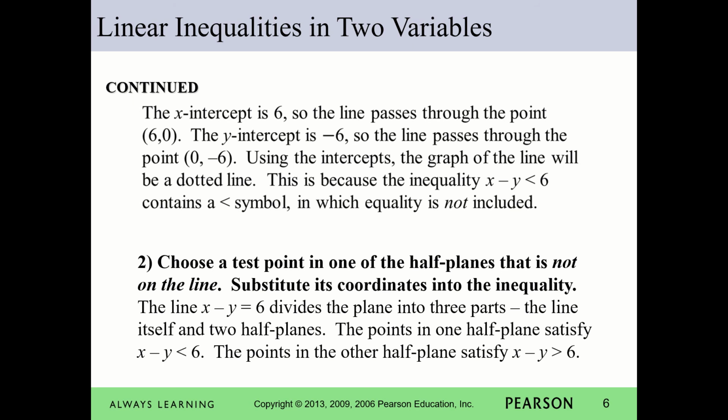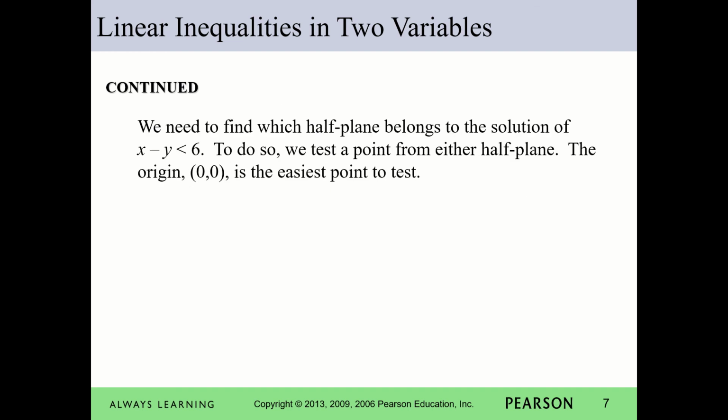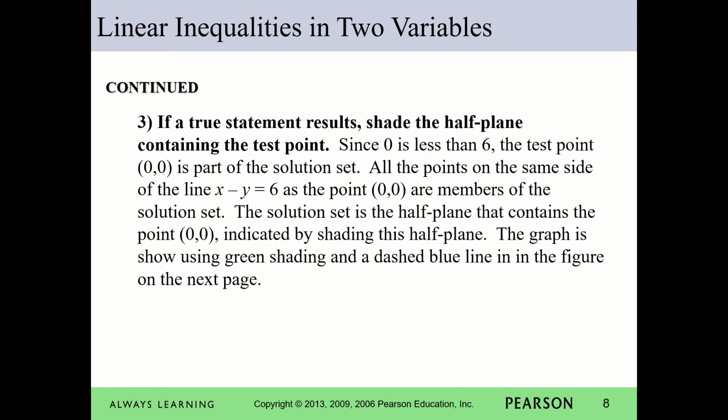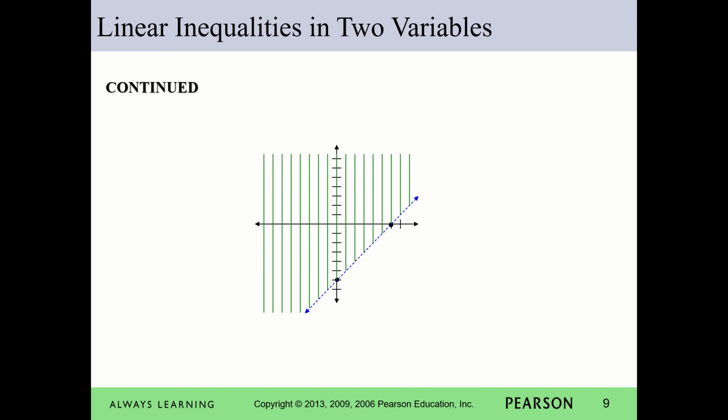So essentially, we have our 2 points, and then we want to test a point that's not on the line. And then we just substitute these coordinates in. So we have the line through 6, 0 and 0, negative 6. It's the line that goes through those 2 points. So then we want to pick a point and test it. And the easiest one to do is 0, 0. So you plug in 0, 0, and you get that it's a true statement, right? That means that the solution is everything below, or everything above this line, right?